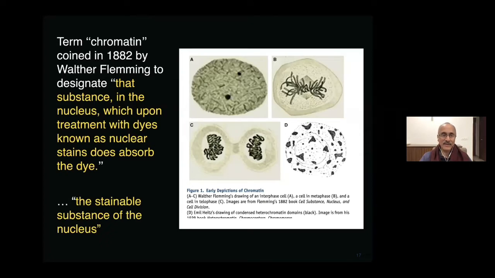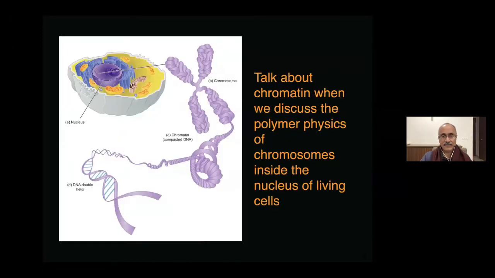It was coined in 1882 by Walther Flemming to designate that substance in the nucleus which, upon treatment with dyes known as nuclear stains, does absorb the dye. So chroma, meaning color: chromatin is so called because it is stained by dyes designed to dye nuclear material. So the stainable substance of the nucleus is what he called it initially. That's what the old pictures look like.